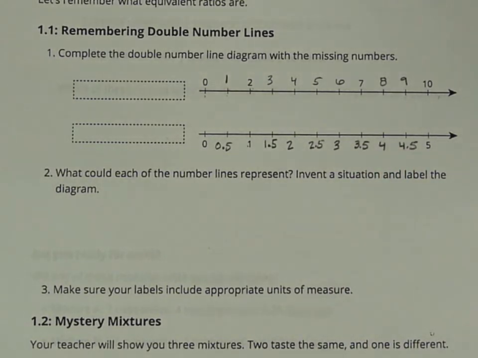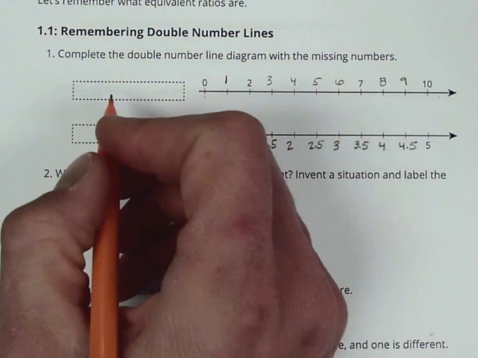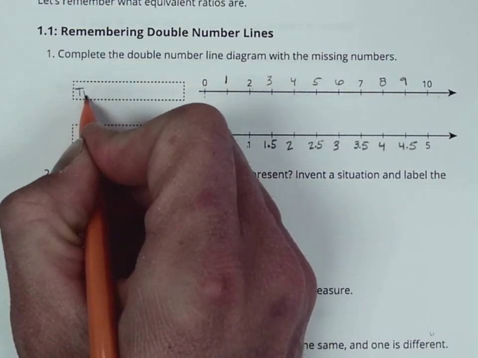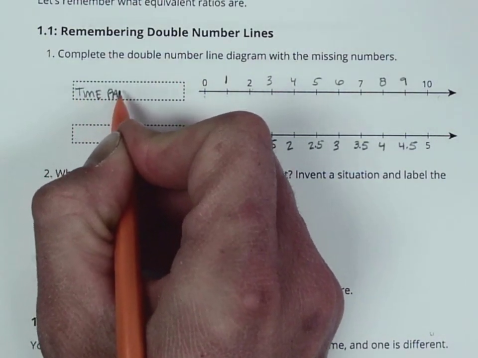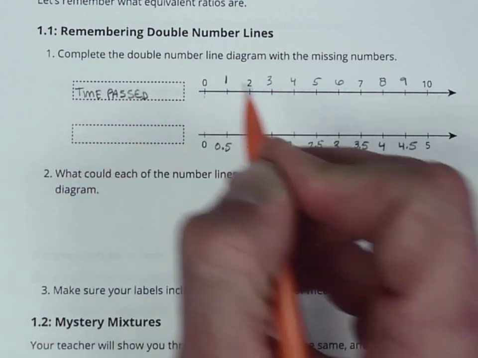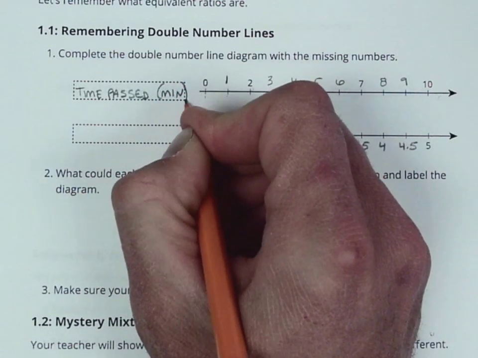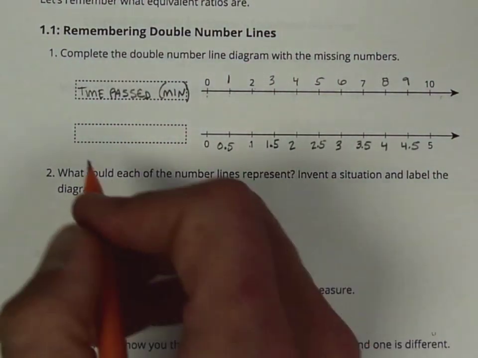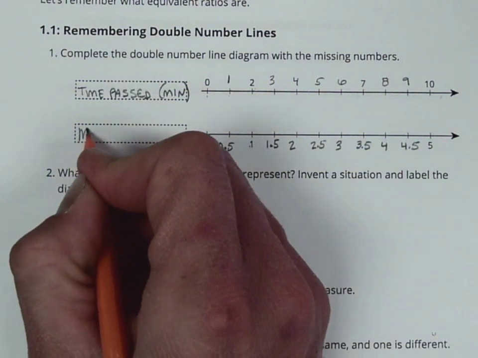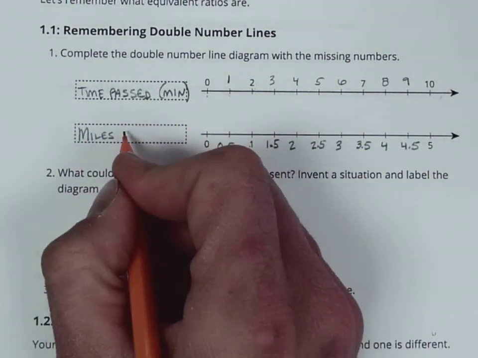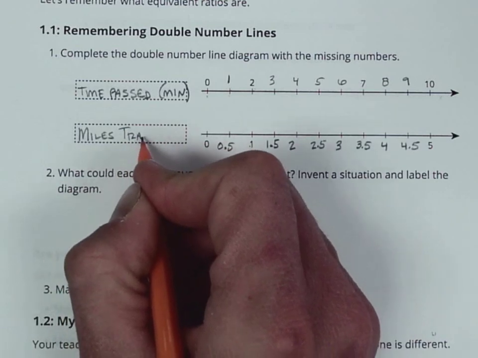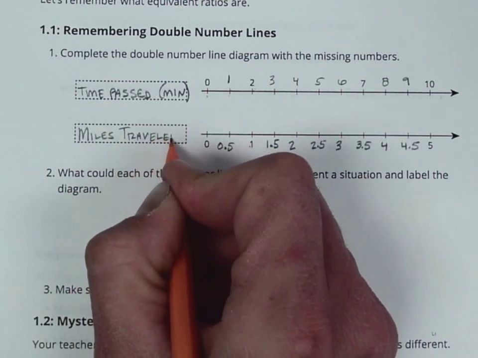Now I'm going to give you my scenario so it might help you come up with your own situation. I said that these two number lines could represent, on the top, time passed, and I'm going to measure time in minutes. So I'm going to say how many minutes go by. And then on the bottom, I'm going to say this is the amount of miles traveled. Okay, so that's my relationship there.